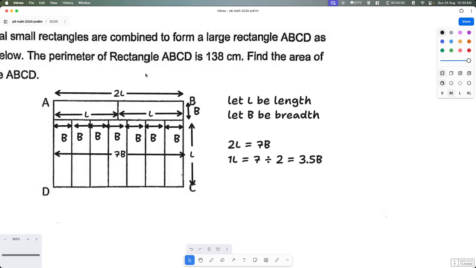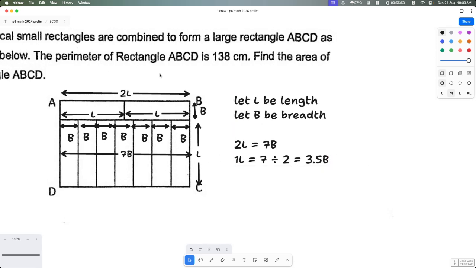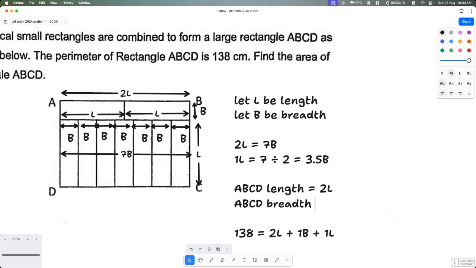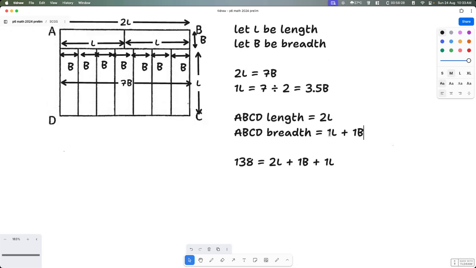Now we know this 1L is 3.5B. The perimeter of the rectangle, 138, is equal to 2L plus 1B plus 1L, and then we times 2. Essentially, ABCD length is equal to 2L and ABCD breadth is equal to 1L plus 1B. That's what you see over here, right? Or 1B plus 1L.